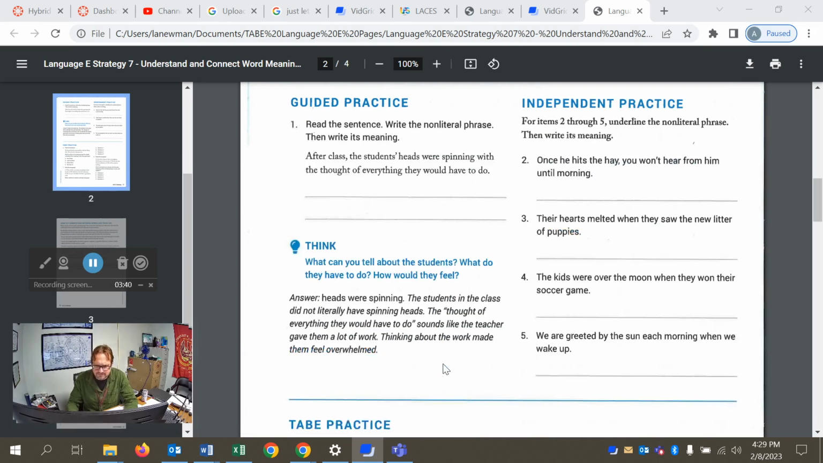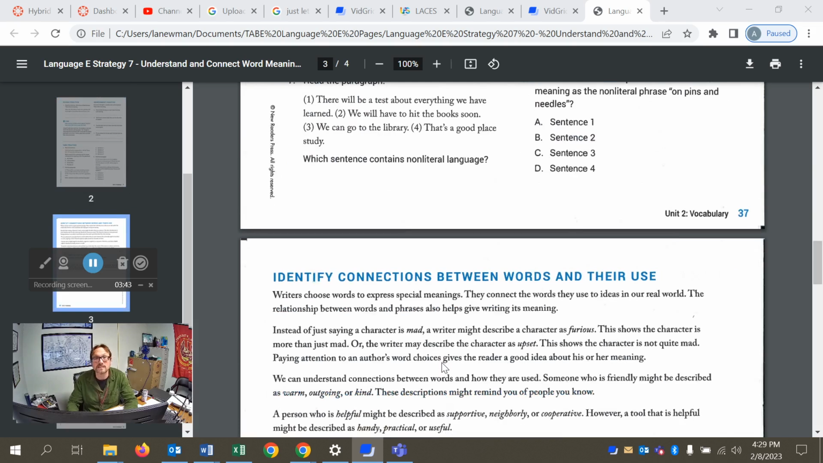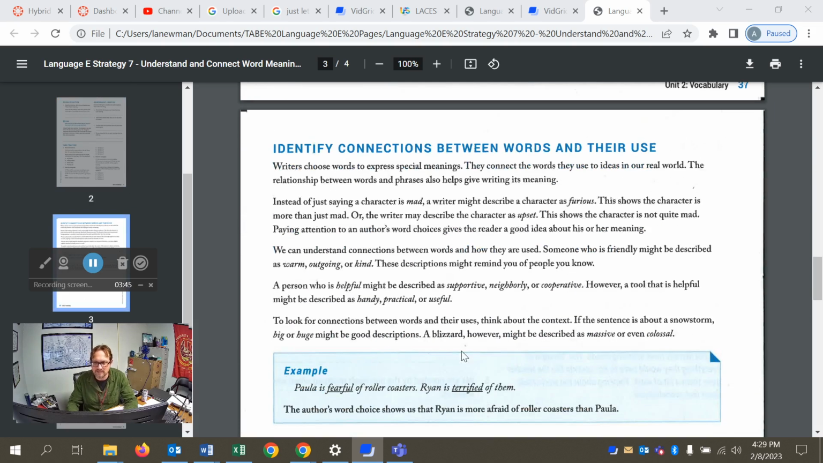Okay, we're skipping past the work, which we'll return to in the answers and explanation video. But we have another page to go through here on 38.